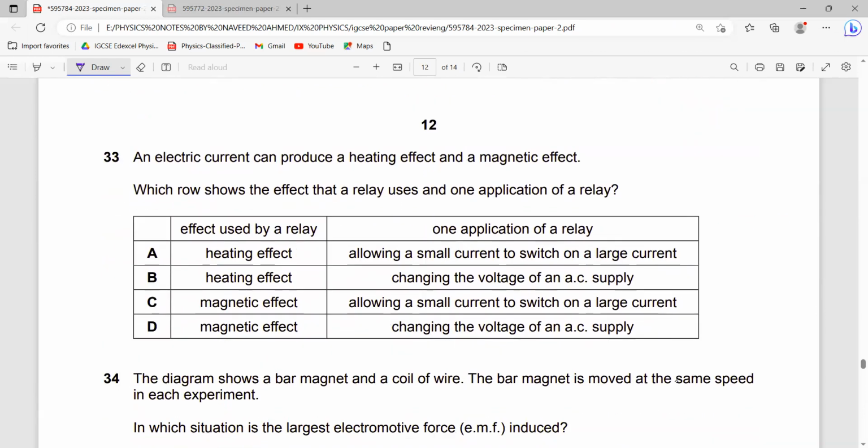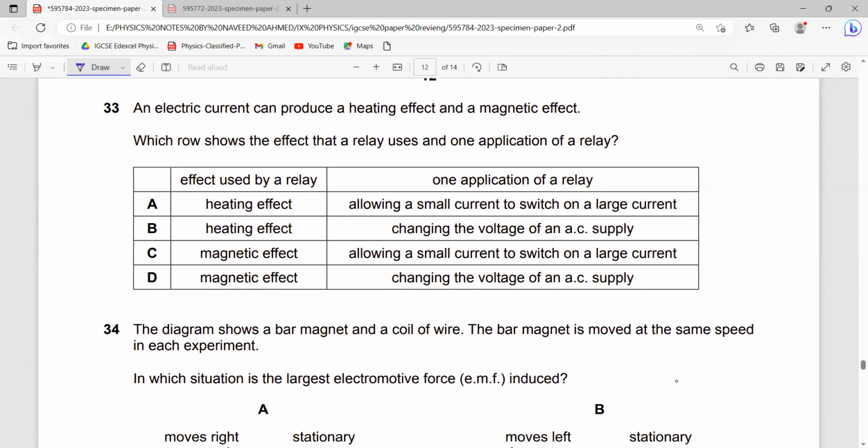In question number 33, an electric current can produce a heating effect and a magnetic effect. Which row shows the effect that a relay uses and one application of a relay? You know, a relay is a device which uses the magnetic effect and it is used to switch on a large circuit by using a small amount of current. That is the function. So now we see here, heating effect, no.